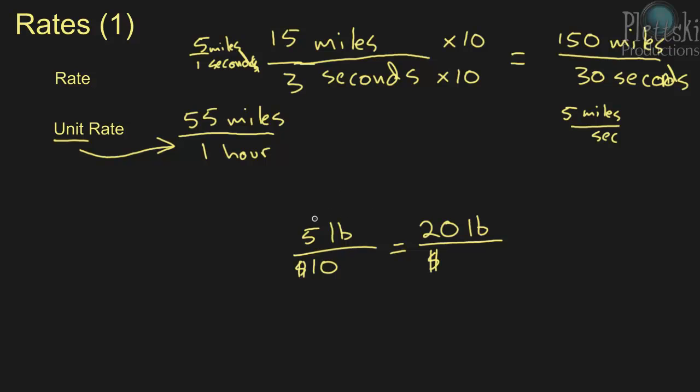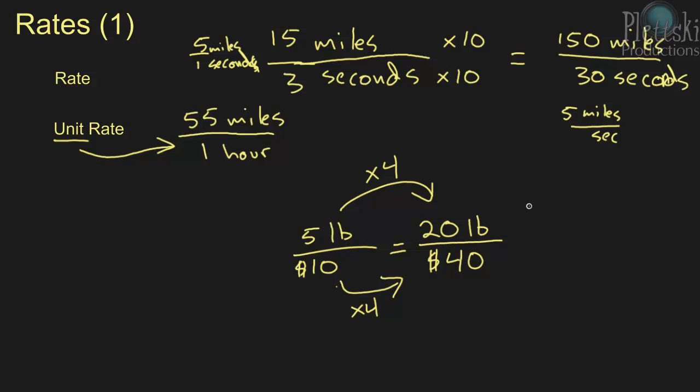Well, how do we get from a 5 to a 20? Well, we multiply it by 4. So if we multiply 5 times 4, we get 20. And if you do the same thing to the denominator, multiply $10 times 4, you would get 40. So $40. So if 5 pounds cost $10, 20 pounds would cost $40, as long as it's the same rate. So we would buy 4 bags for $40.